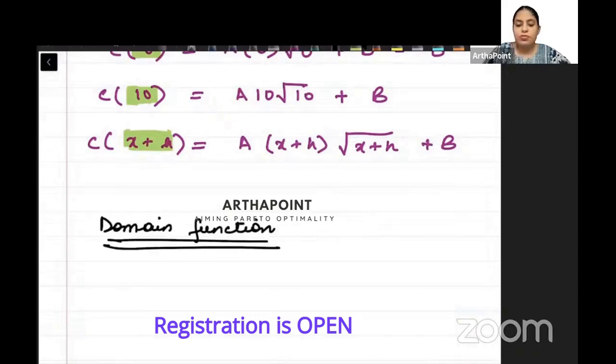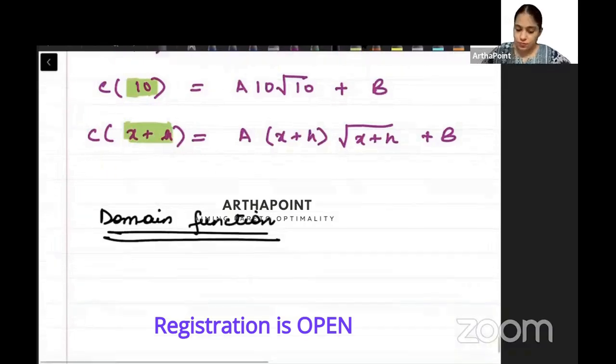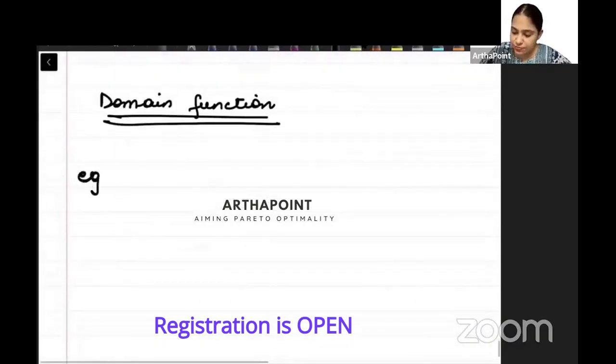What is the domain of the function? Domain means the values that x can take, all values that the independent variable can take. यहाँ पे independent variable x है. So all values for which the function is well defined, the values of the independent variable, that is the domain of the function. Let's take an example.